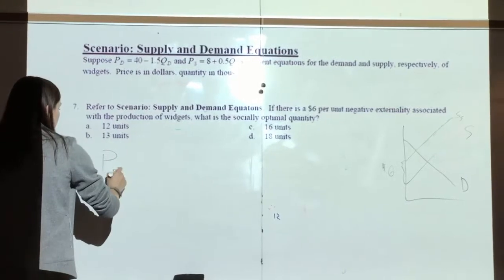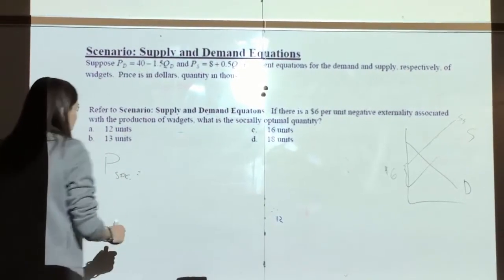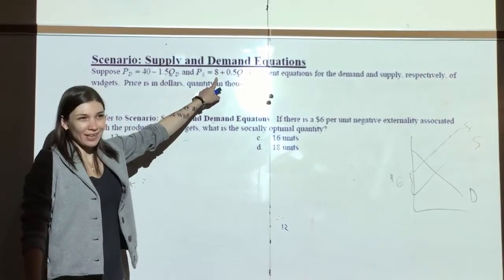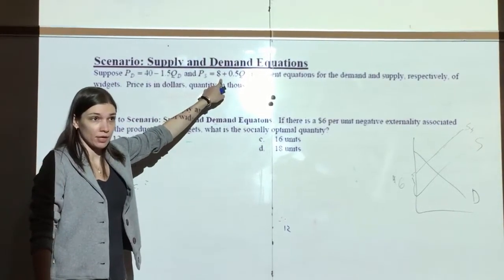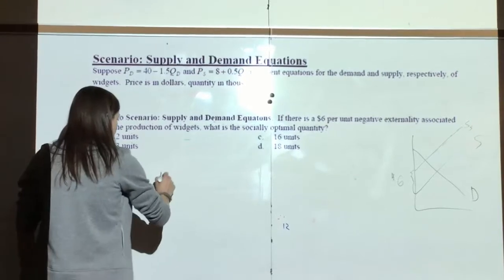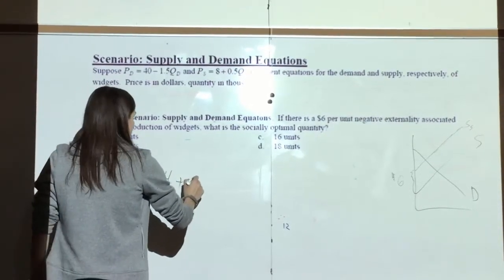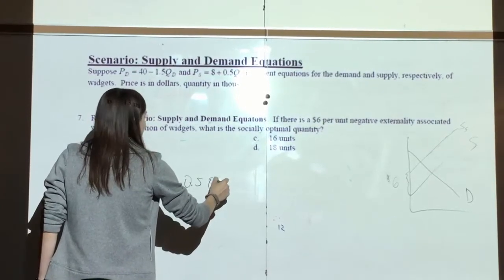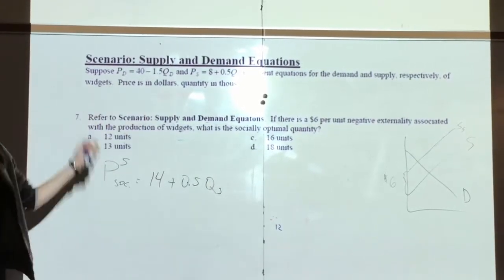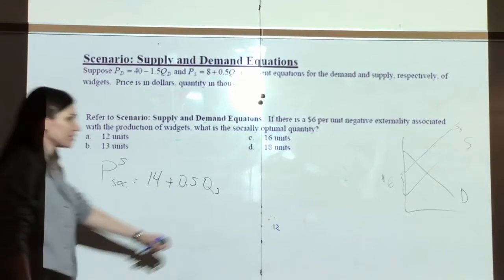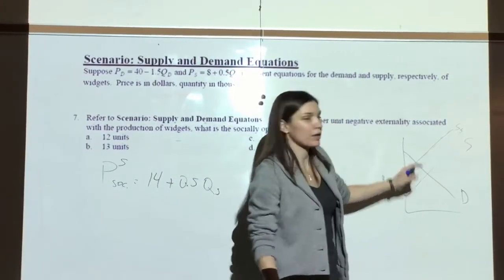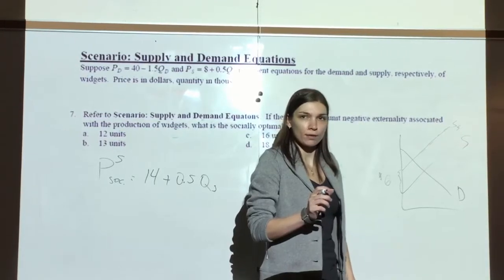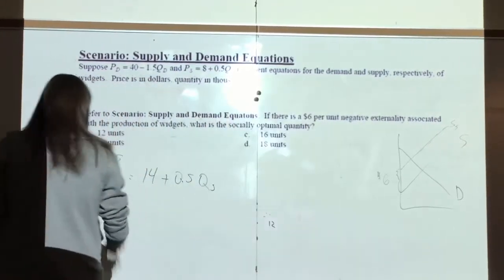The social supply curve is going to be, well, 8 is the intercept, but it needs to be higher by 6, so this is 14 plus 0.5 quantity supplied. My demand curve stays the same. So the interaction between the social supply and the demand curve is where my optimal quantity is going to be. We'll just set them equal to each other.